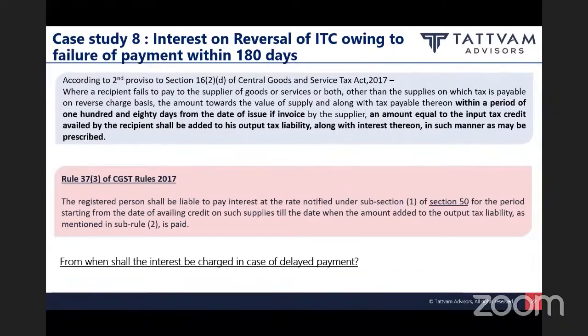India. So the way entire Section 16(2)(d) and Rule 37(3) is worded, it says that this reversal has to be added in GSTR 2. And even if you see the manner of calculation of interest, it says that the interest has to be calculated from availment till the amount is added to the output tax liability. But I cannot add the amount to the output tax liability in GSTR 2 because GSTR 2 is not implemented in India. So once this entire mechanism is not implemented, this interest provision should not be imposed on the taxpayer. Just food for thought.